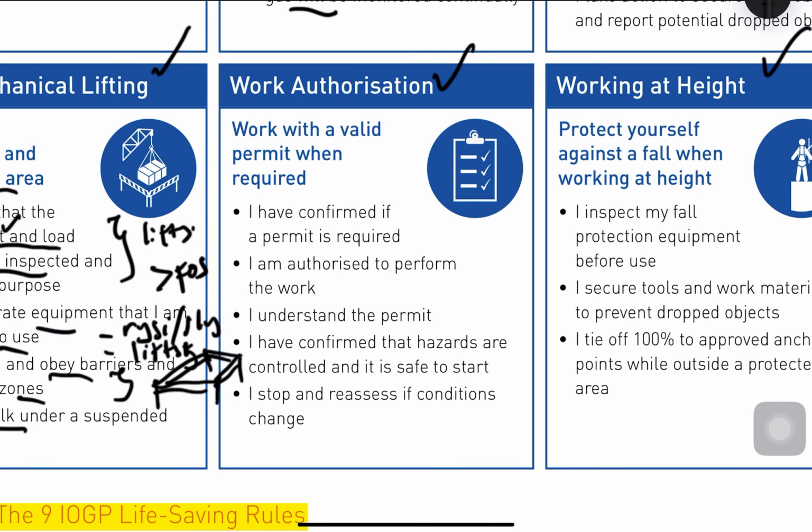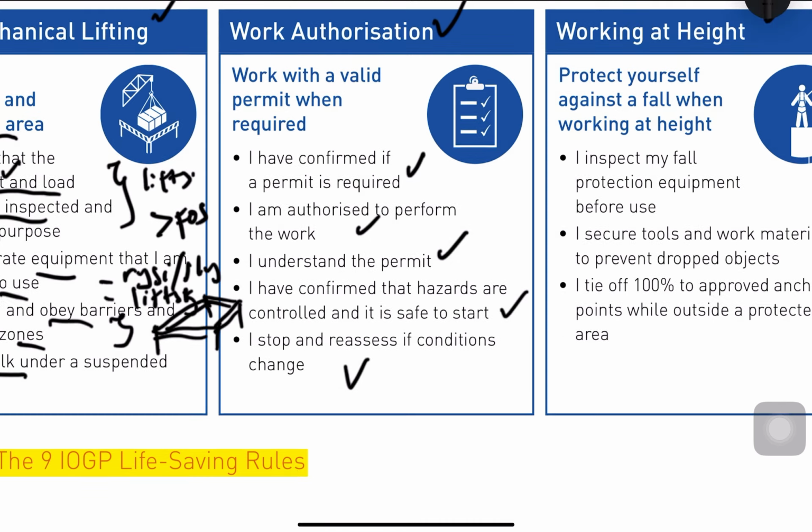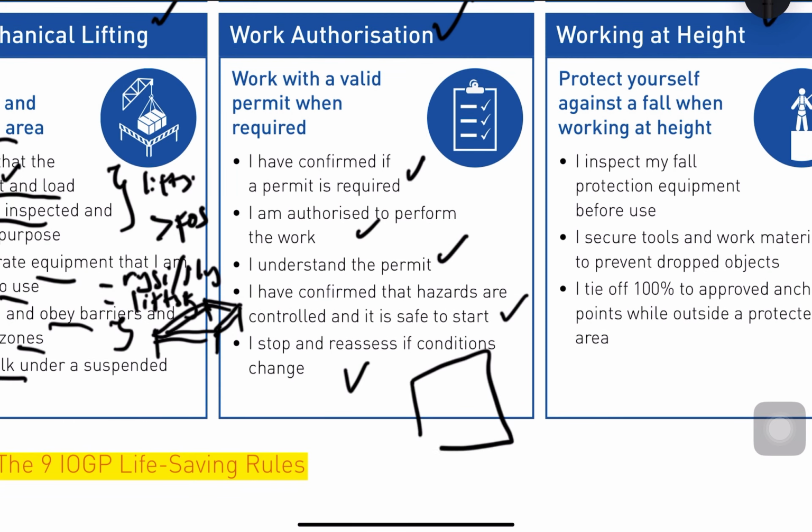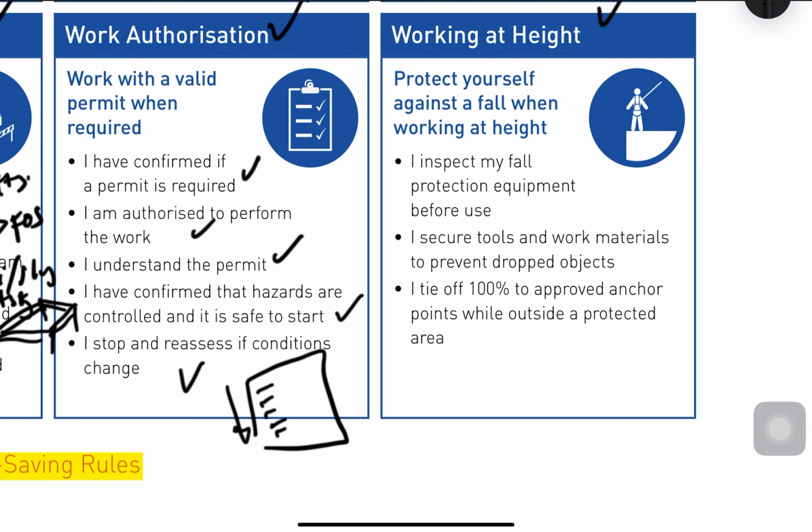Second last, work authorization, work with a valid permit when required. I have confirmed if the permit is required. I'm authorized to perform the work. I understand the permit. I confirm the hazard control and it's safe to start, and I stop and reassess if conditions change. So basically, overall management of PTW, you have a lot of sections in it, and you have to understand and go through each process one by one and ensure all the mitigations are in place prior to work execution.